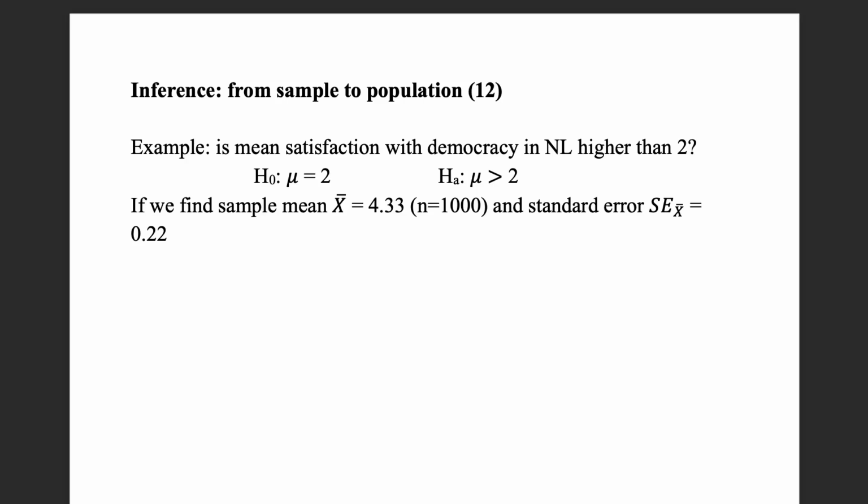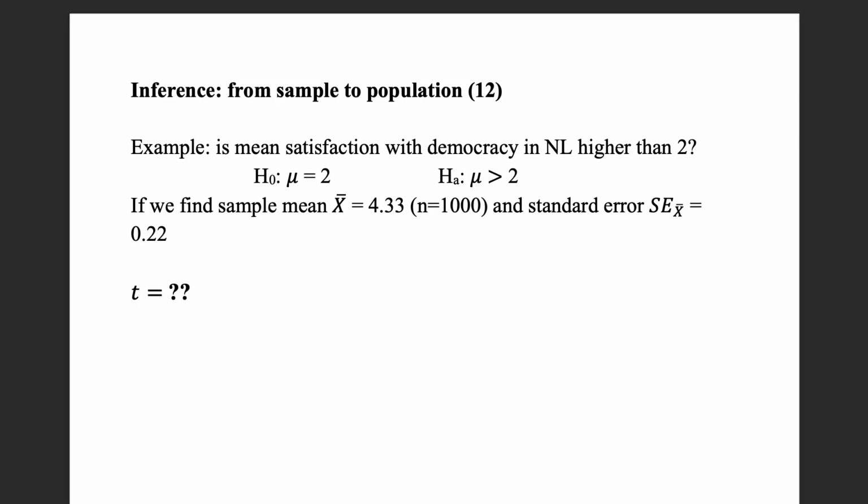But of course, we need to worry about generalizability. We need to worry about the reliability of this sample mean as an estimate for the population mean. So let's assume that we have a sample of 1,000 people, and let's also assume that we can calculate the standard error, and that works out to 0.22. Well, then we can just do our formal hypothesis test, because then we can calculate the t-value and compare that to the t-distribution. So how do we calculate the t-value?